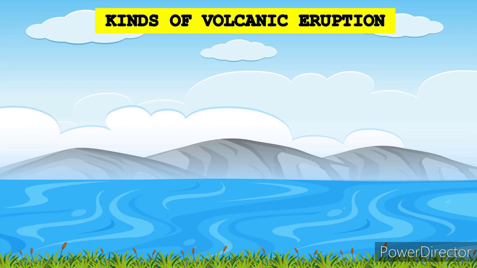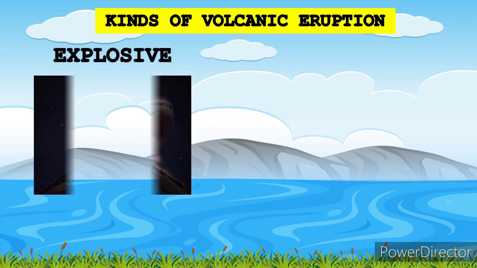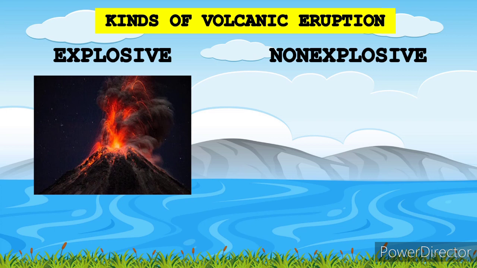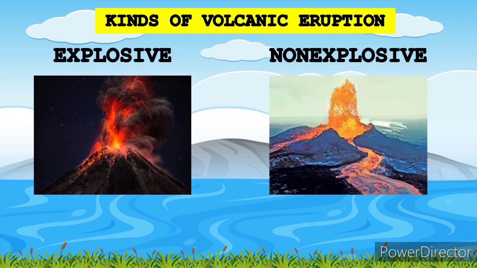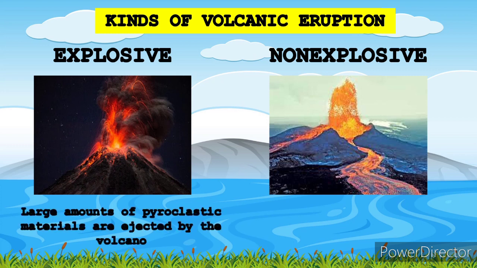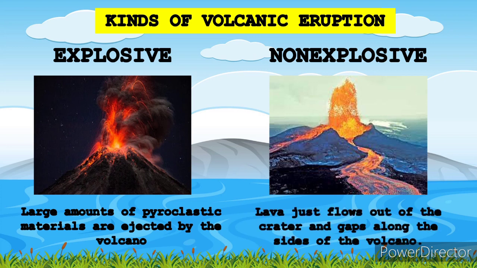There are kinds of volcanic eruption. We have explosive and non-explosive volcanic eruption. What is the difference between the two? In explosive volcanic eruption, large amounts of pyroclastic materials are ejected by the volcano. While in non-explosive volcanic eruption, lava just flows out of the crater and gaps along the sides of the volcano.